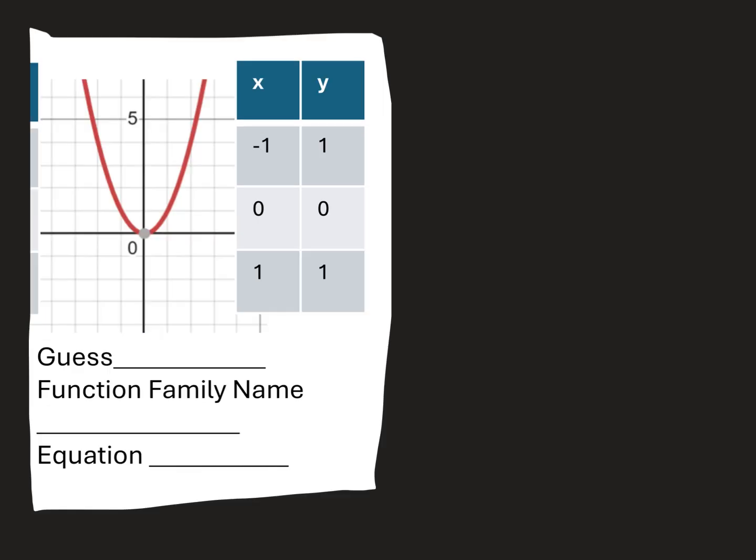For the next one, whatever you guessed, please again make sure you mark it. If it's correct, put a check mark. Hopefully everybody got this one. We've talked about this one. Now, remember specifically, this one is a parabola. It's called a quadratic. It's specifically a parabola.